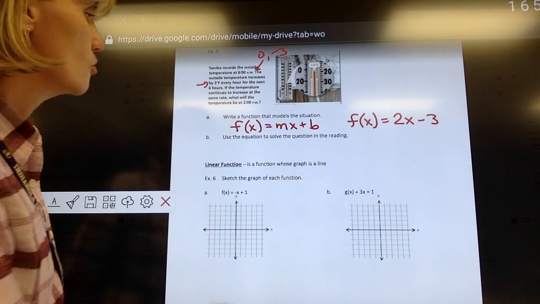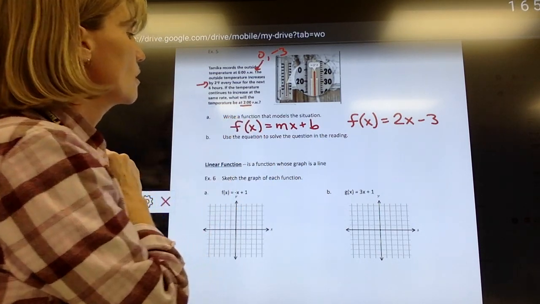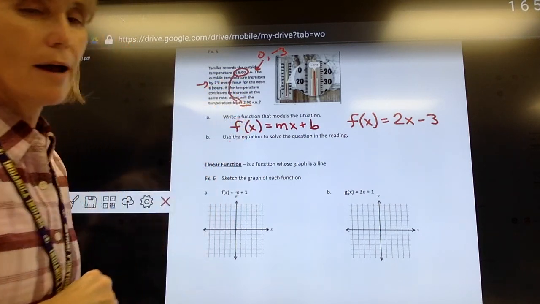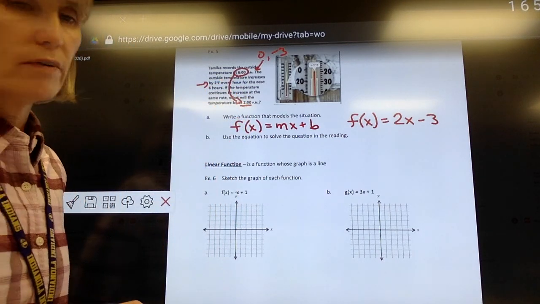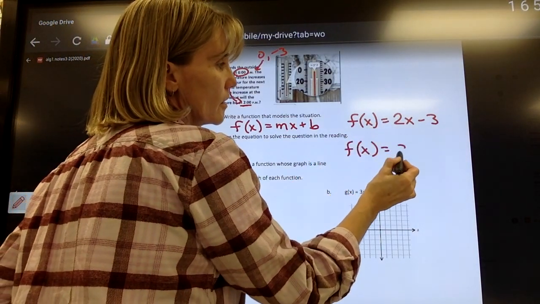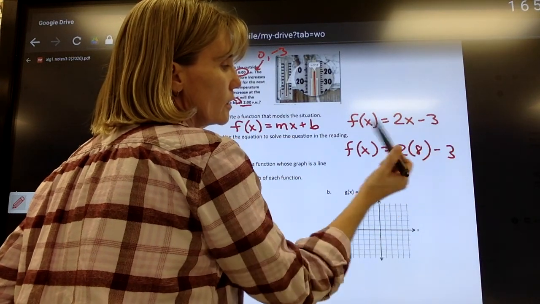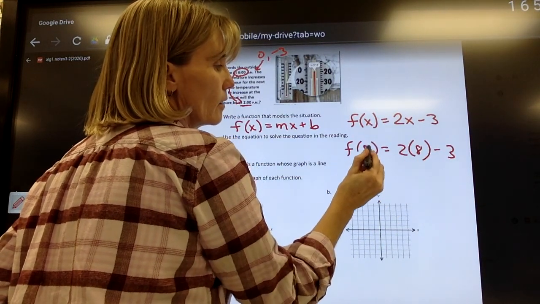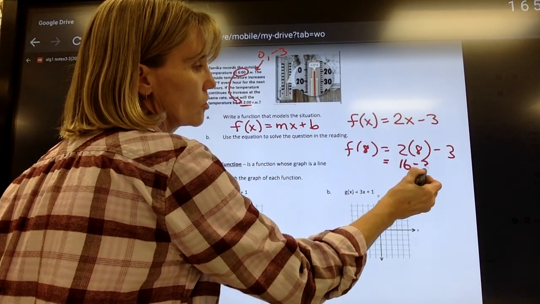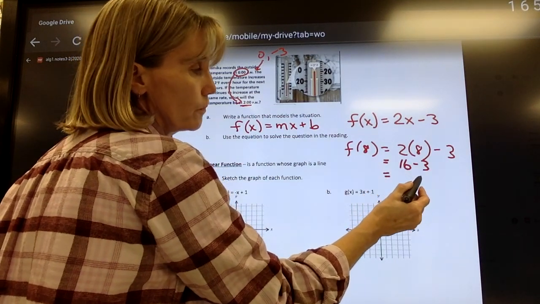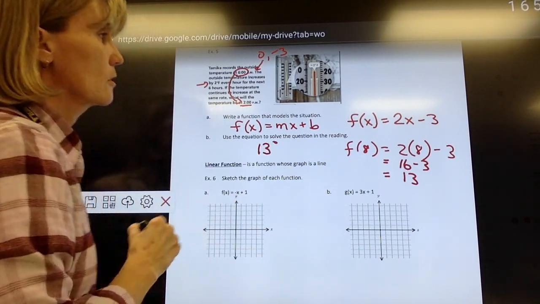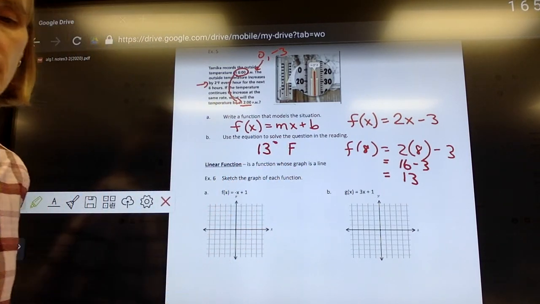It says use the equation to solve the question. What will be the temperature at 2 p.m.? Well, how much time has passed from 6 a.m. to 2 p.m.? That's a total of 8 hours. So I'm going to plug 8 hours in. I'm going to say 2 times 8 minus 3. So we're saying, what's the function after 8 hours? And we get 16 minus 3, and that's equal to 13 degrees. Okay, so it's going to be 13 degrees Fahrenheit at that time.